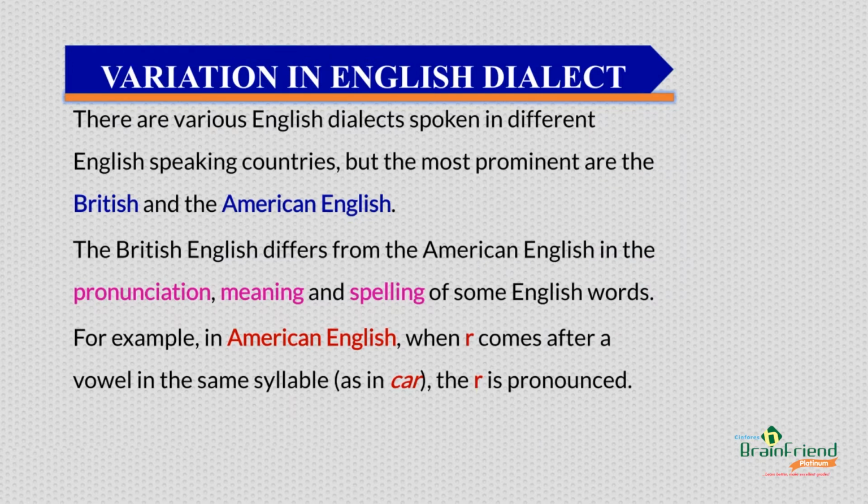There are many variations of the English language, but the most prominent are British English and American English. Now, the difference between British English and American English can be found in the pronunciation, the meaning, and the spellings of the words. Now, let's take a look at an example. In the aspect of pronunciation, when you have a vowel before the letter R, the Americans pronounce the R, while the British do not. For example, we have the word car. The British will call it car, but the Americans will pronounce the R and call it car.